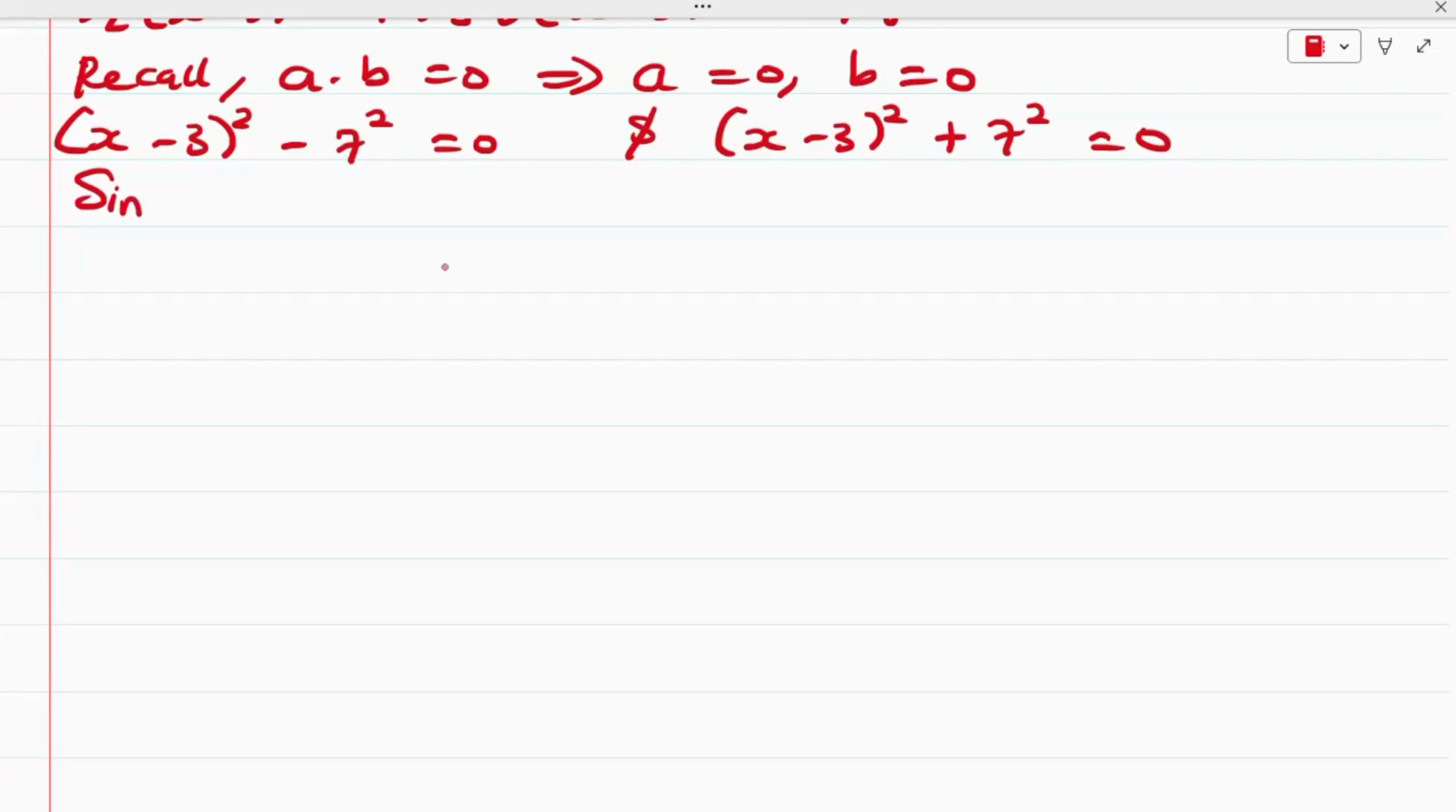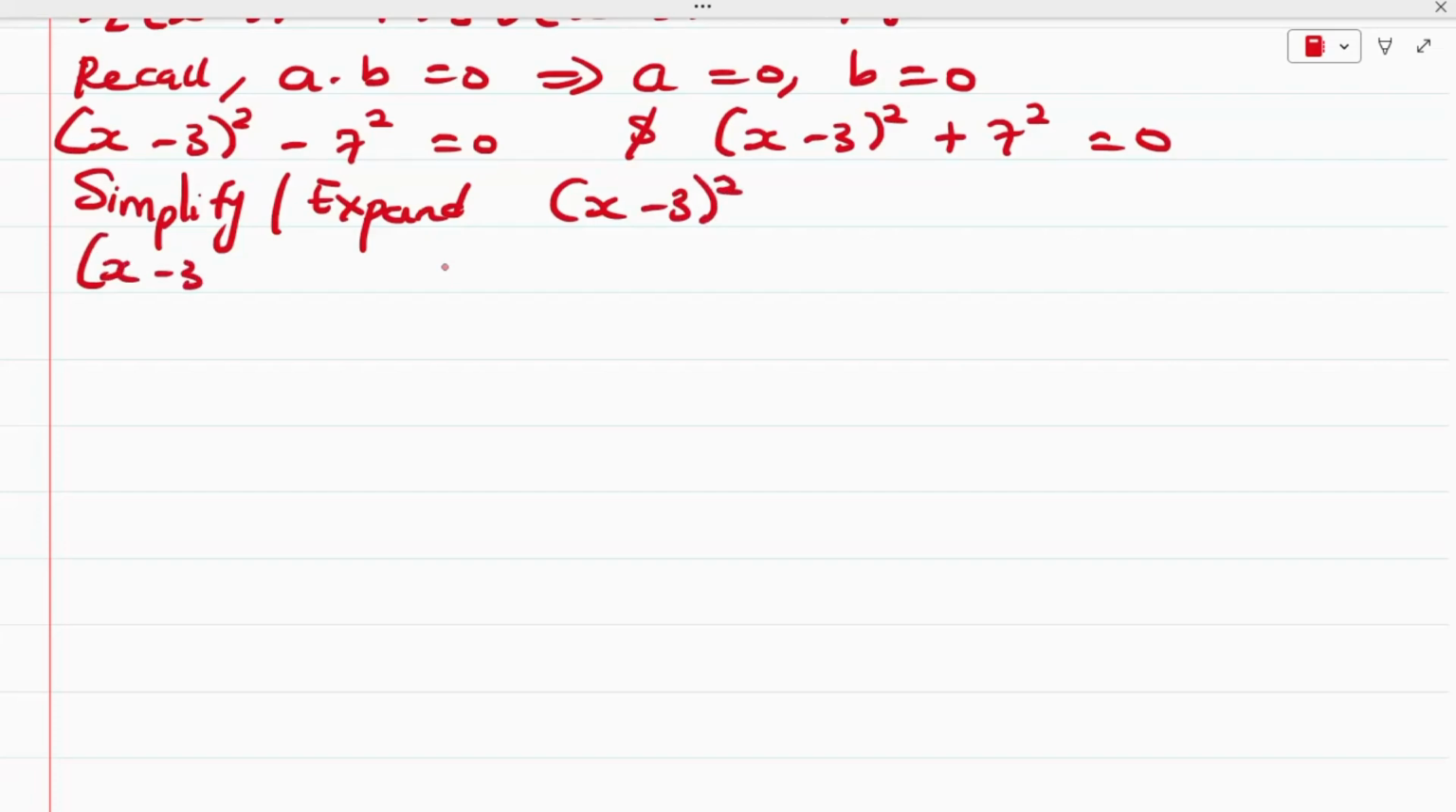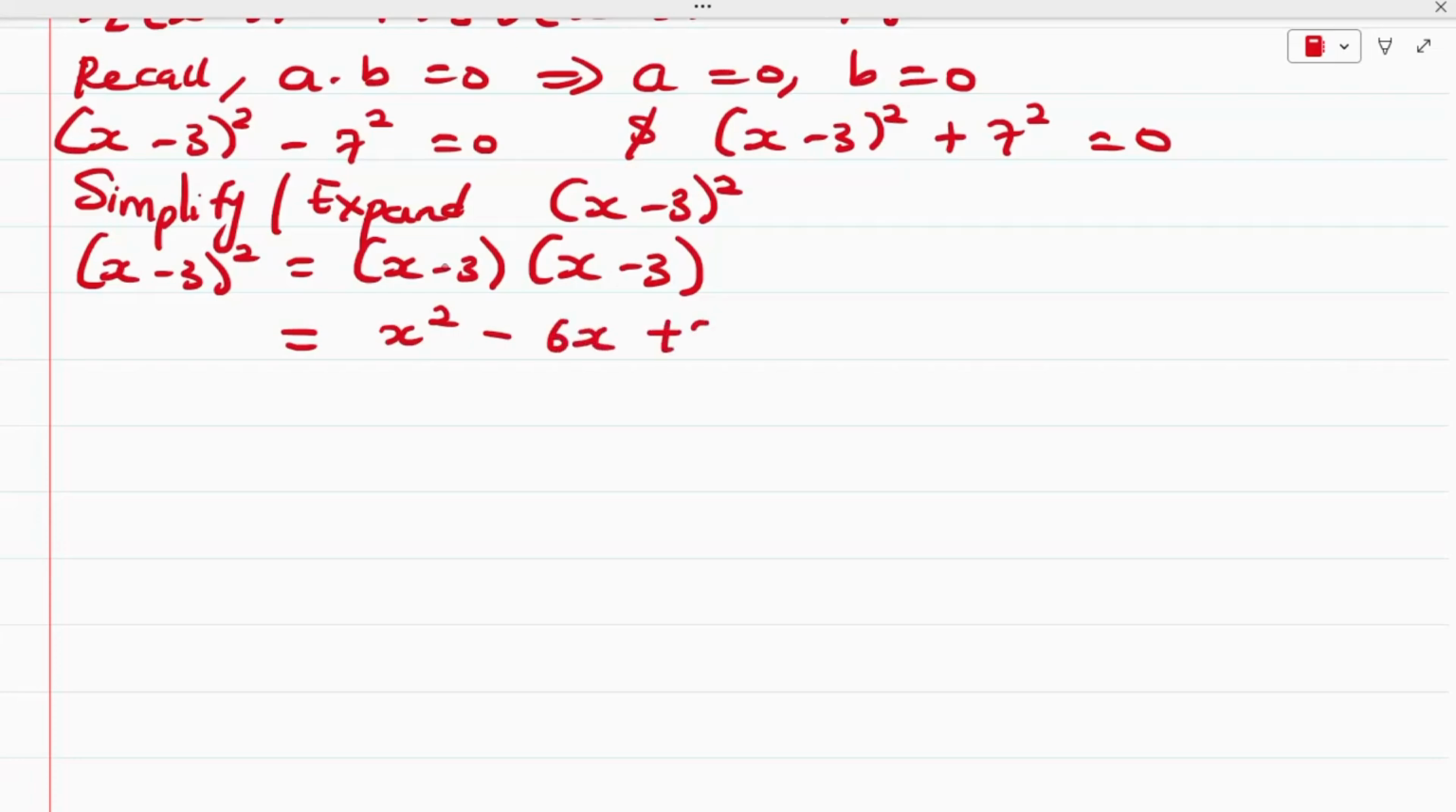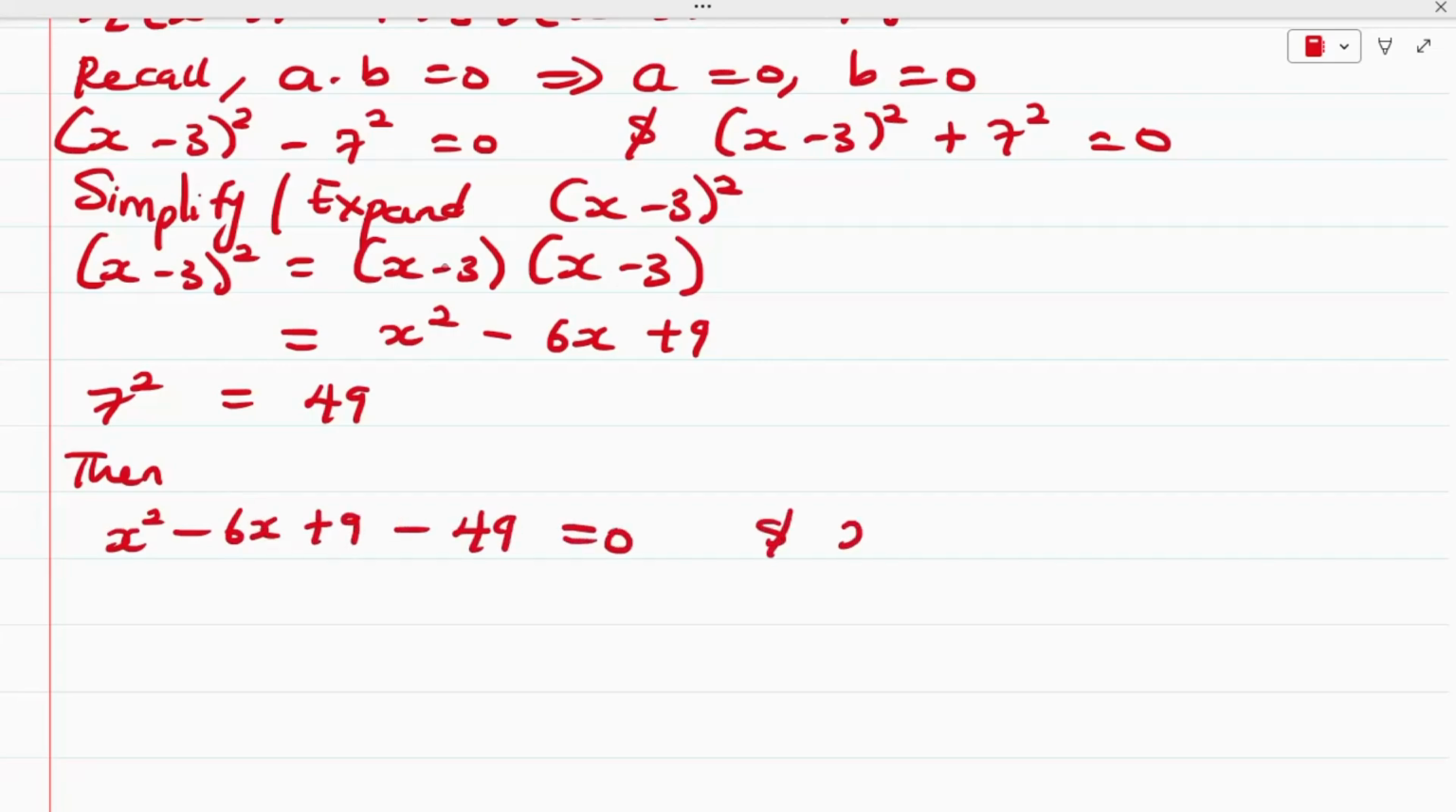Alright, so all we want to do is to simply expand (x minus 3) squared, right? So this is going to be (x minus 3) squared is equal to (x minus 3) times (x minus 3), right? And this is equal to x squared minus 6x plus 9, right? And we also know that 7 squared is equal to 49. So we have our original equations to be x squared minus 6x plus 9 minus 49 is equal to 0. And we have x squared minus 6x plus 9 plus 49 is equal to 0. So let's solve for this right here.